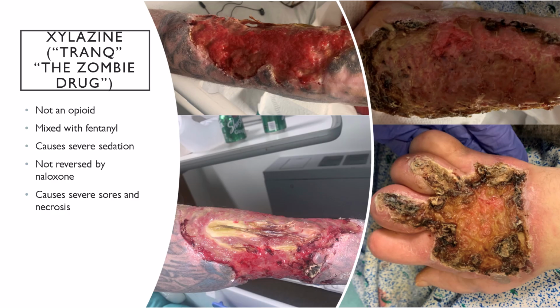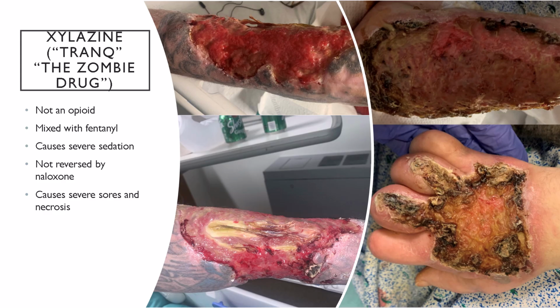Now, I do want to talk about xylazine, and this is disgusting. This is an emerging substance that is increasingly being found in combination with opioids, particularly in combination with fentanyl. It is not an opioid. It's actually a veterinarian sedative, and it's going to produce very strong sedative effects. And that contributes to the overdose risk. And the reason why I'm putting it in with the opioids is because it's typically found in combination with opioids.